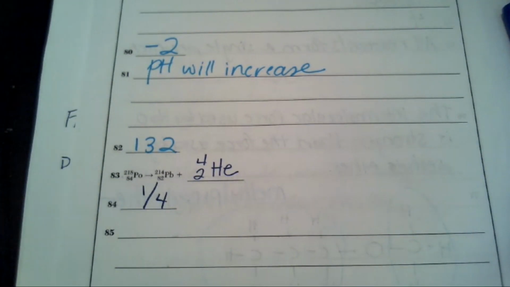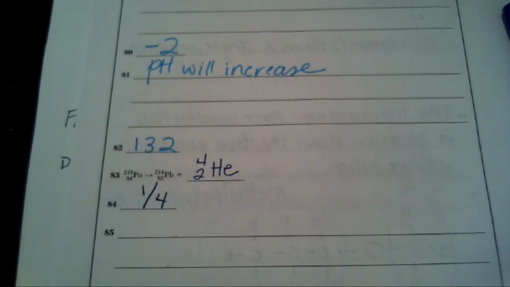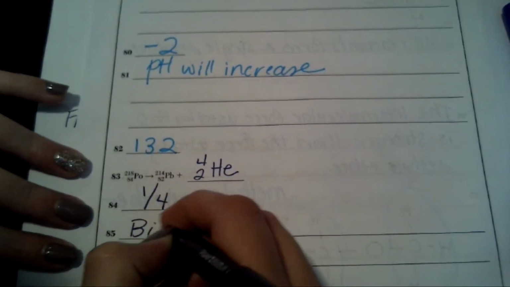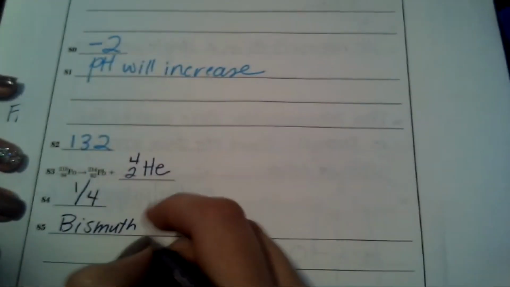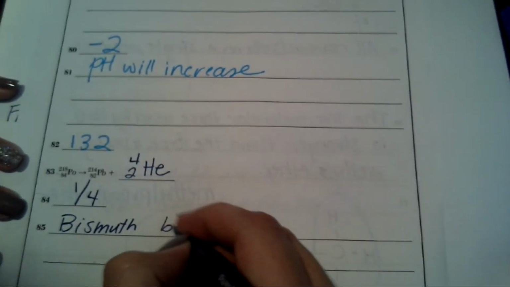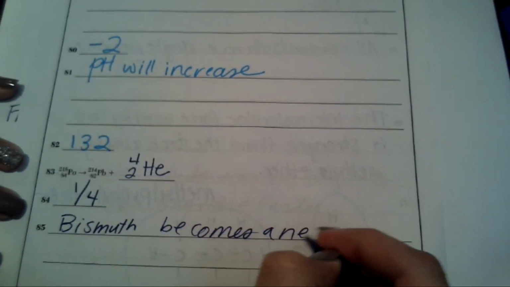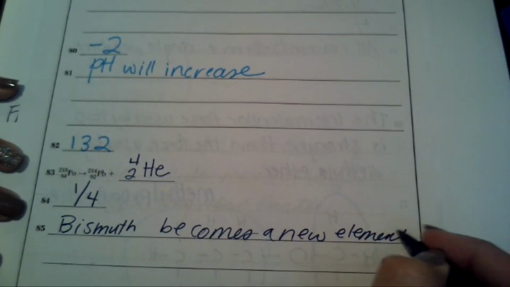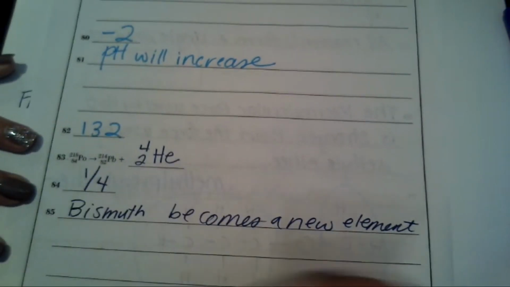And finally, the very last question, it says, explain in terms of elements why the decay of bismuth 210 is considered a transmutation. It's just asking you what a transmutation is. And a transmutation is when one element decays and becomes another element. So, bismuth, or Bi, becomes a new element. You can say becomes a new element.